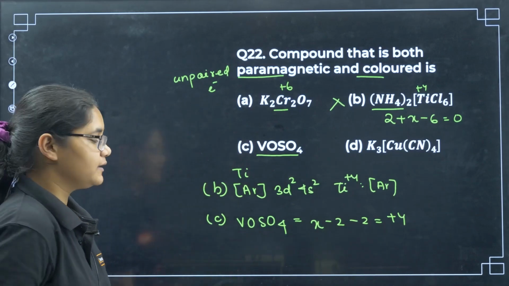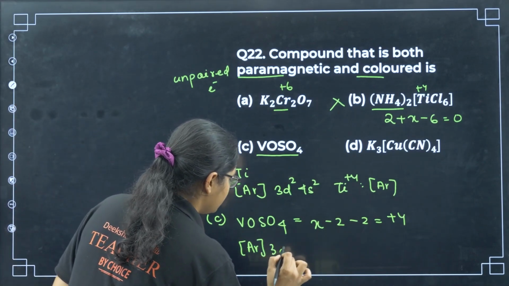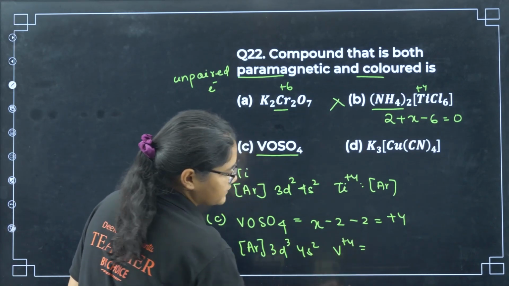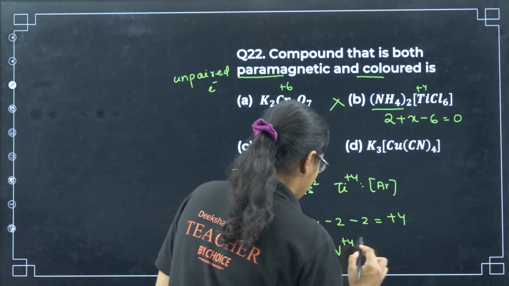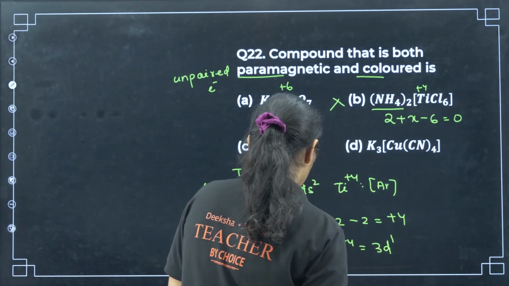Now scandium, titanium, vanadium configuration is Ar 3d3 4s2. So vanadium in +4 oxidation state will be, I will have 1 2 3 4, so that is 3d1, right?